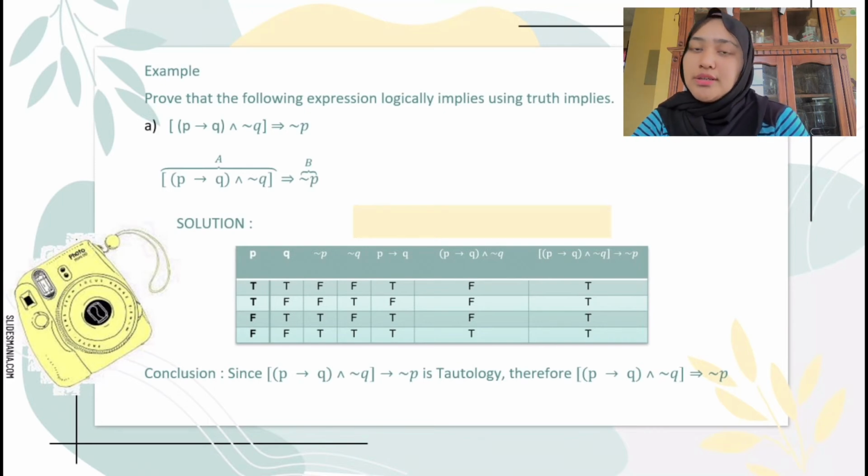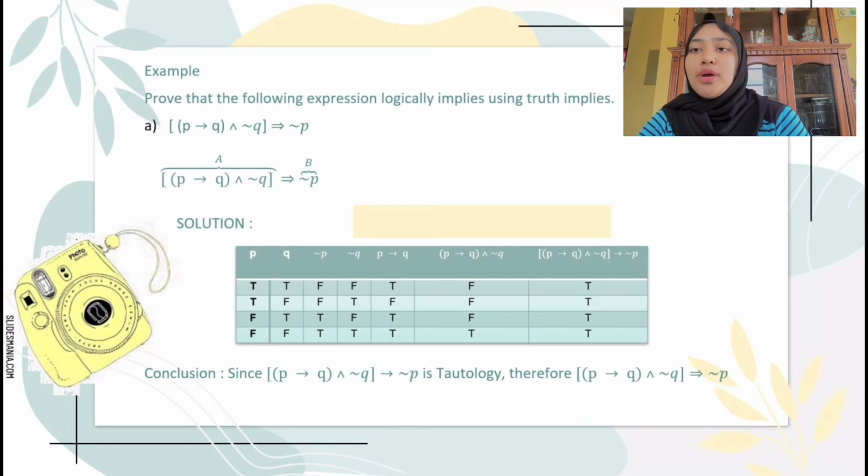So the solution is, I'm pretty sure that you guys already learned how to find the true value from all of the terms in the equation, like I did in the table, which are P, Q, negation P, negation Q, P implies Q, negation Q, and the last one is P implies Q and negation Q implies negation P.